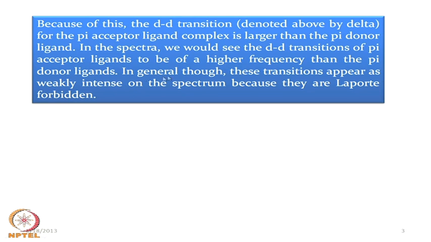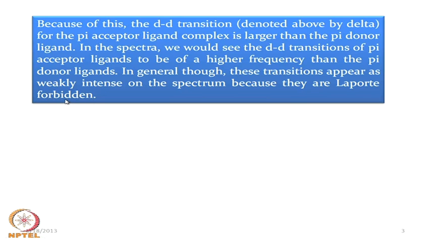So, the energies of these two levels, that means E1 and E2, and the delta E values are modified by the nature of the ligand. So, the ligand can modify the corresponding energy for these electronic transitions. These transitions appear weakly intense on the spectrum because they are all Laporte forbidden. So, we will see what the Laporte rule is and how the Laporte rule can be relaxed.